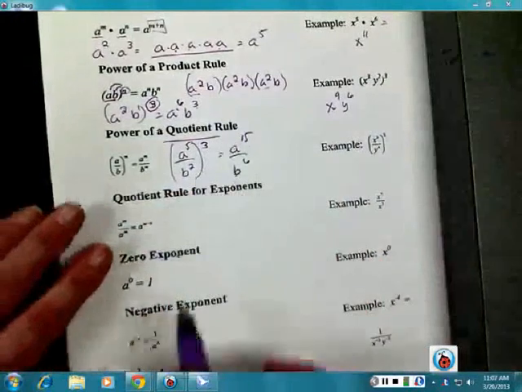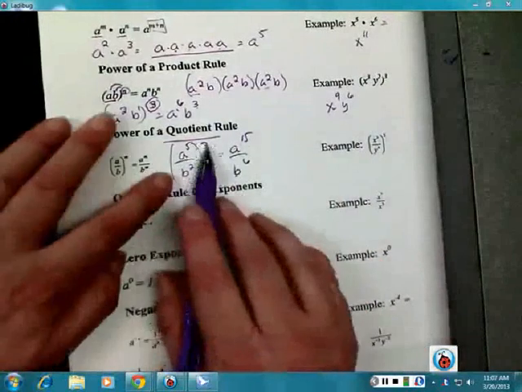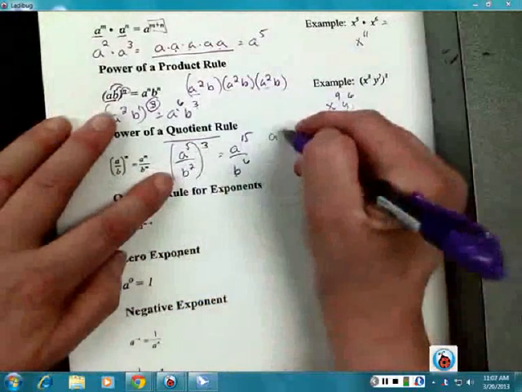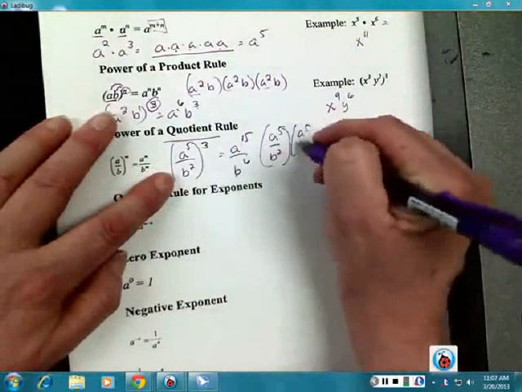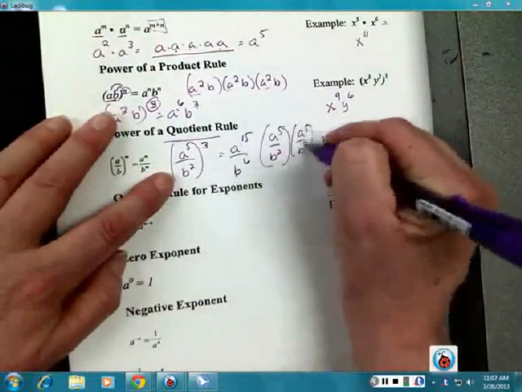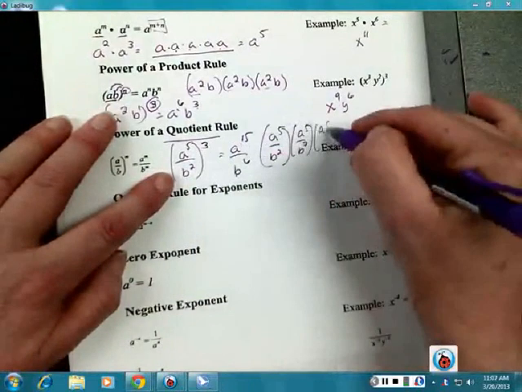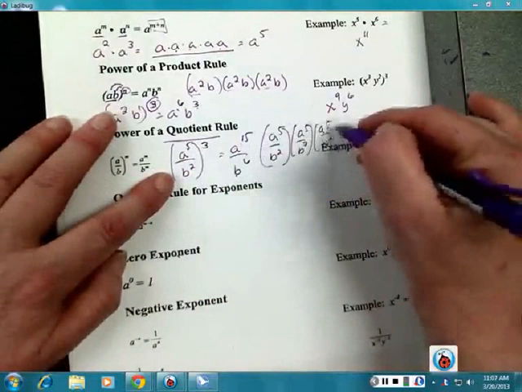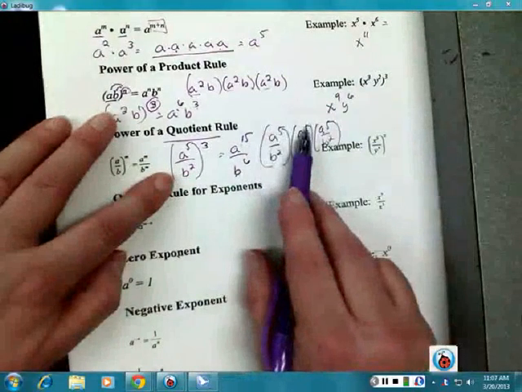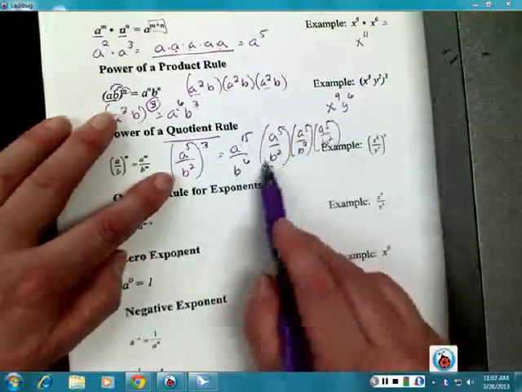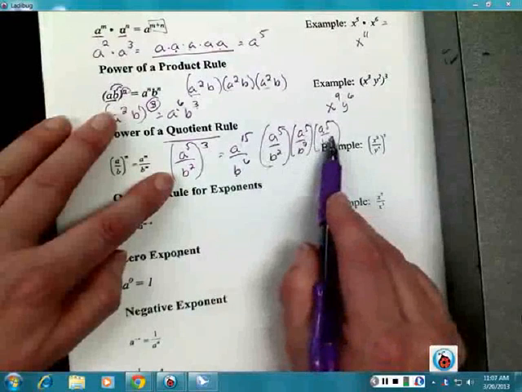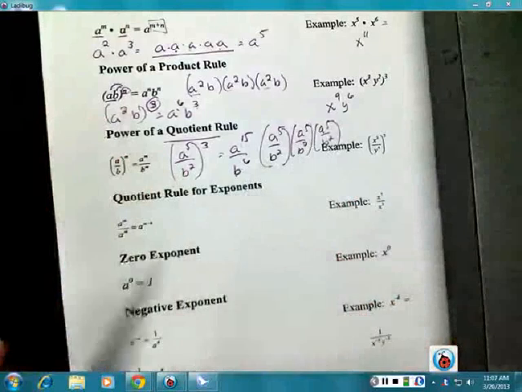Right. And the reason again this works is because this 3 said I want to see a to the 5th over b to the 2nd 3 times. And when I see it 3 times, it's 5 plus 5 plus 5, because I can add like bases. And the b is the same thing, 2 plus 2 plus 2, because they're all the same. But it's that shortcut that gets me through it.